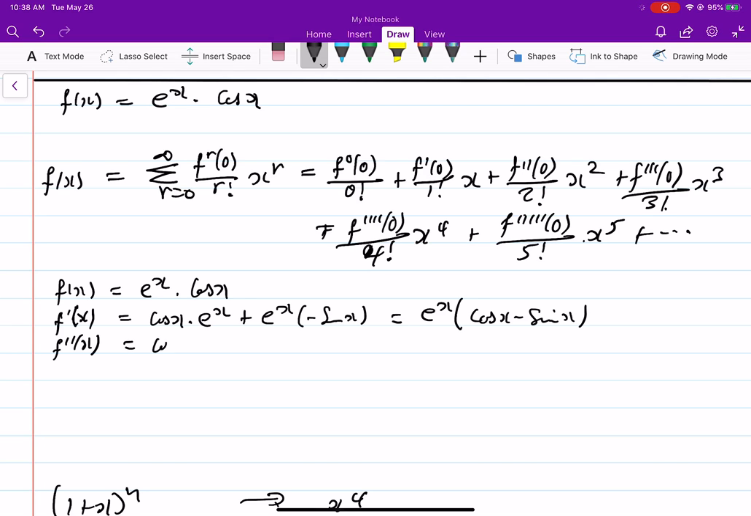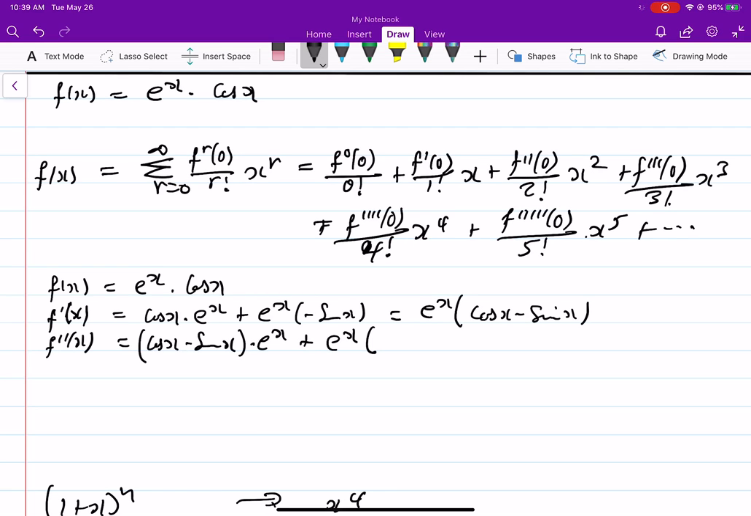F double prime of x. Hold the second one fixed, cos x minus sin x times the first, plus hold the first one fixed, differentiate the second. If I differentiate the second, I will get minus cos x. When I differentiate minus sine, we still get minus cos. Oh, what did I do? I really messed up. Differentiate cos, you get minus sine. And differentiate minus sine, you get, well, the minus, and differentiate sine, you get cos.